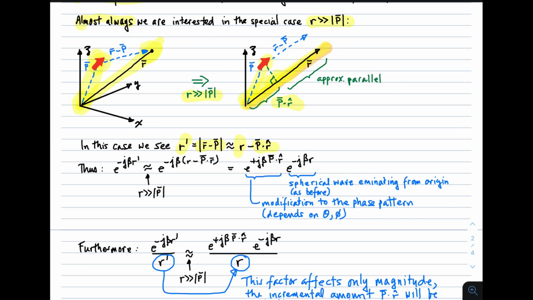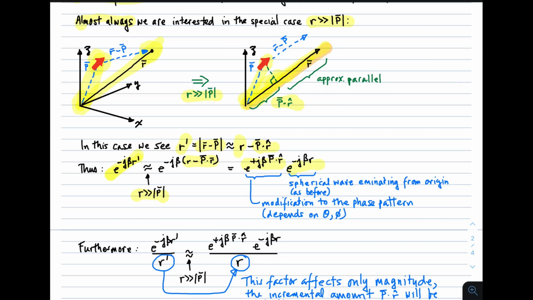And that's quite useful. The reason is because the spherical phase dependence goes as e to the minus j beta r prime. And so we know when we have this condition where the field point is far away relative to any spacing on the antenna, we can make the substitution. And then we can factor that into two factors. The first being e to the plus j beta p dot r hat, and the second one being e to the minus j beta r.